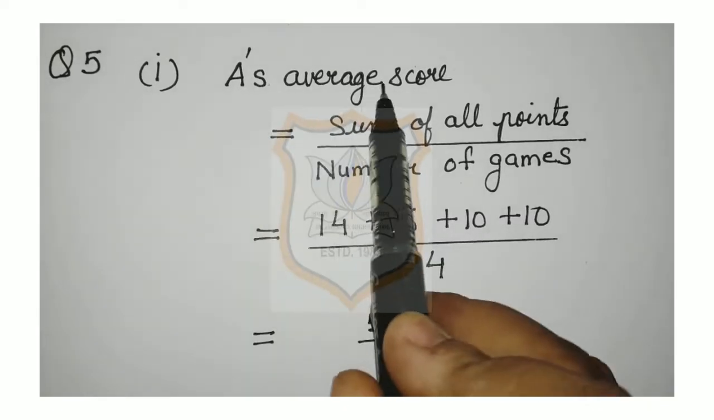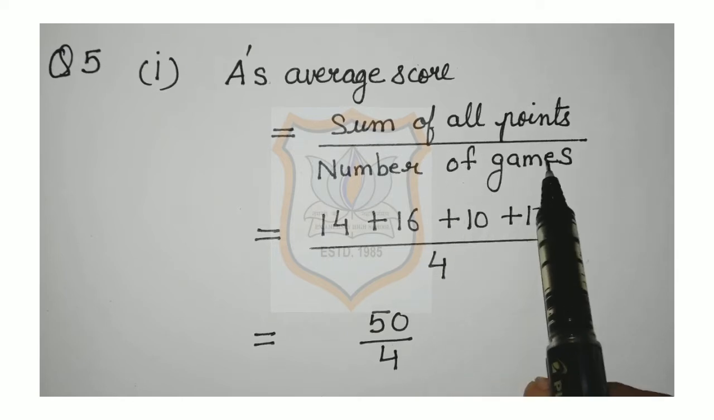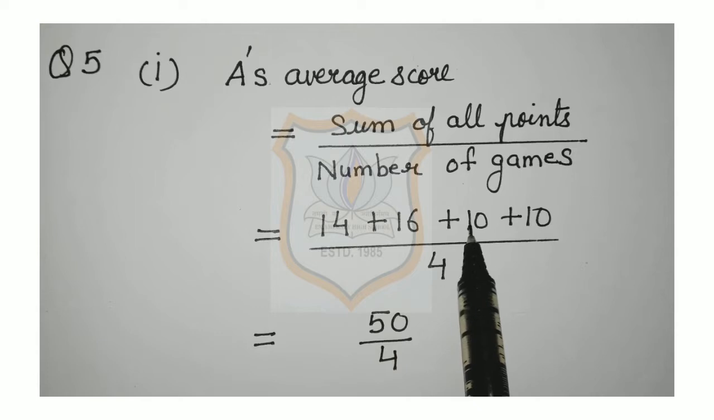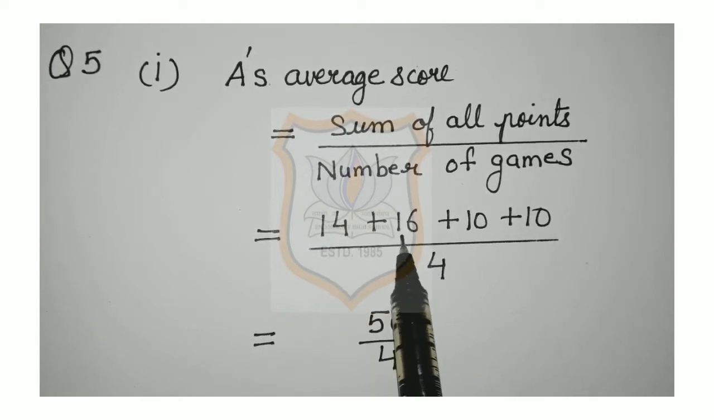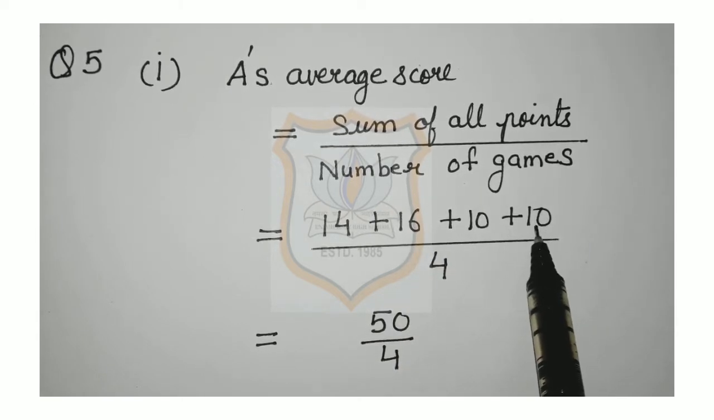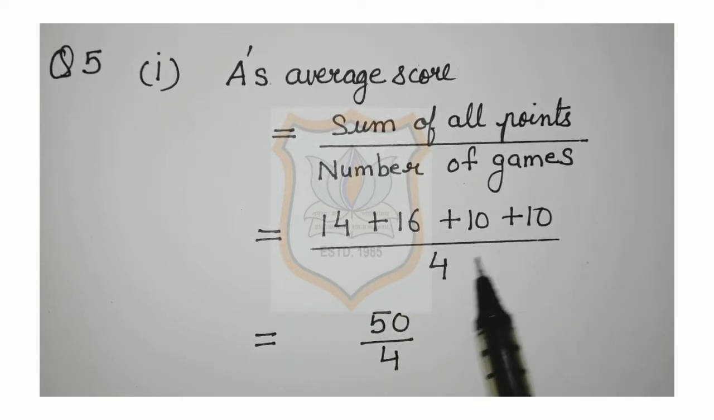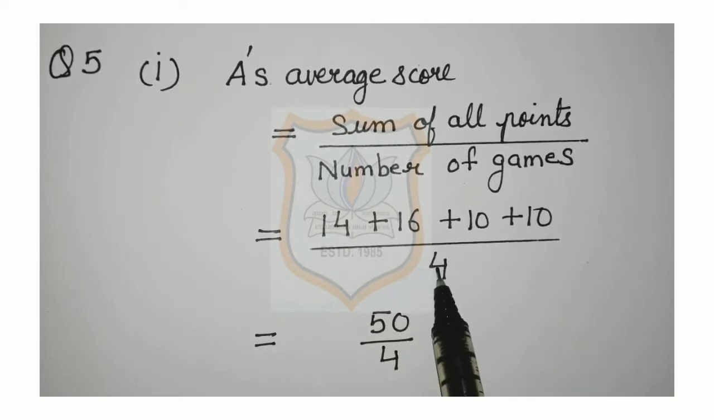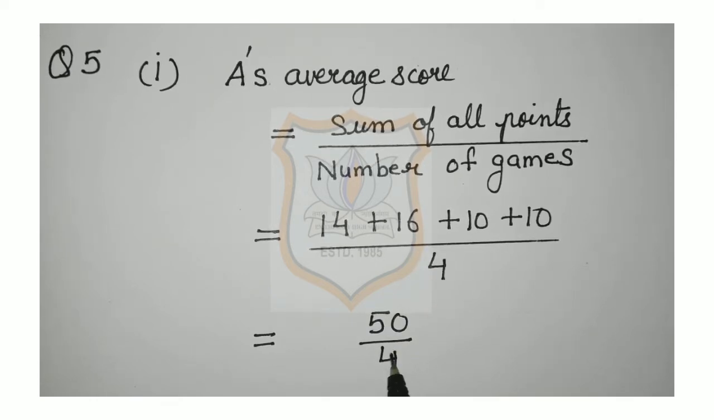So A's average score is equal to sum of all points upon number of games. Sum of all points is equal to 14 plus 16 plus 10 plus 10, because A player scored 14 points in first game, 16 points in second game, 10 points in third game and 10 points in fourth game. So 14 plus 16 plus 10 plus 10 upon 4, because 1, 2, 3, 4 games are there. So divided by 4. So 14 plus 16 plus 10 plus 10 is equal to 50 upon 4.